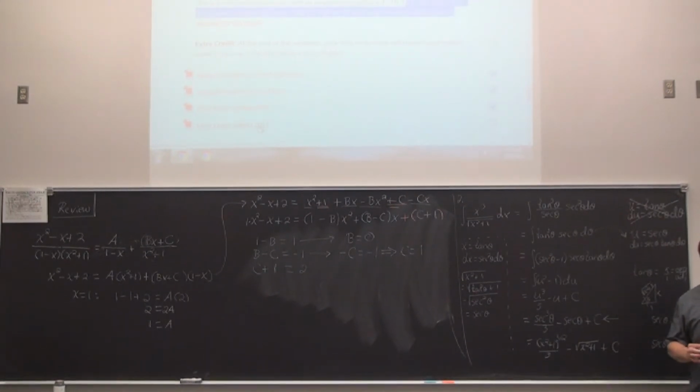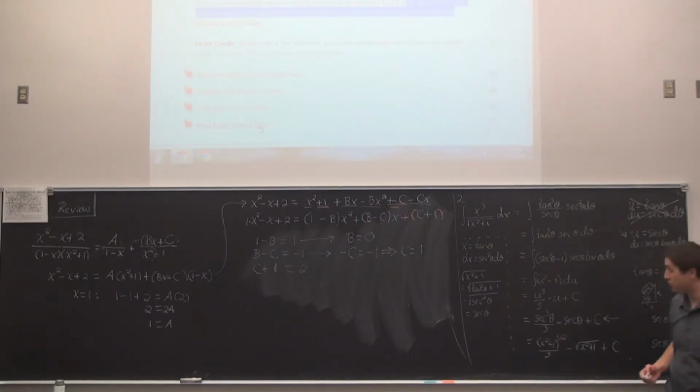Any questions to this stage? Okay, I would say that up to this point, that's possibly around 60% of the entire credit, because that really is most of the problem. We have to do the decomposition.